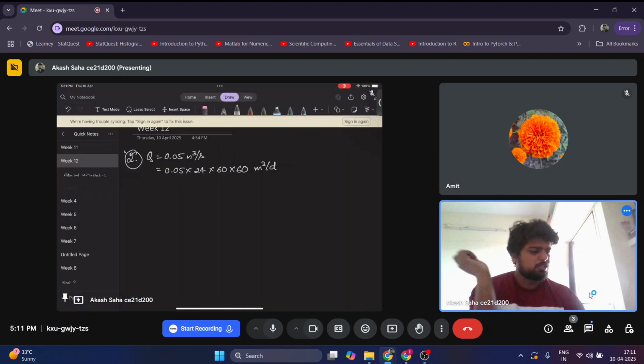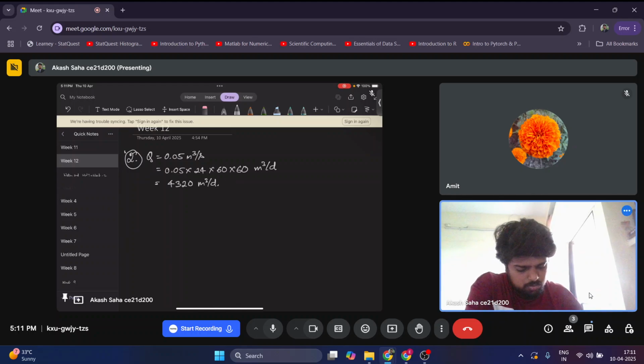Okay. So first we have the discharge. We will convert it to meter cube per day for our convenience. So it will be 4320 meter cube per day. Now the influent suspended solids is around 280 milligram per liter, or we can say it as 280 gram per meter cube.